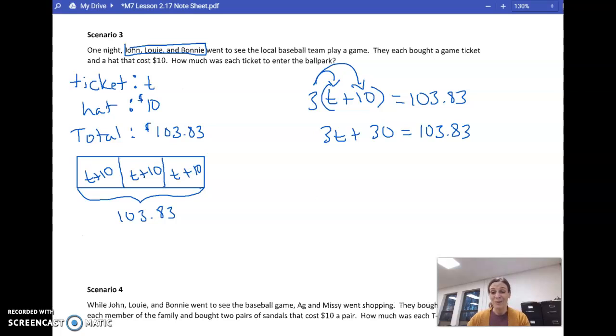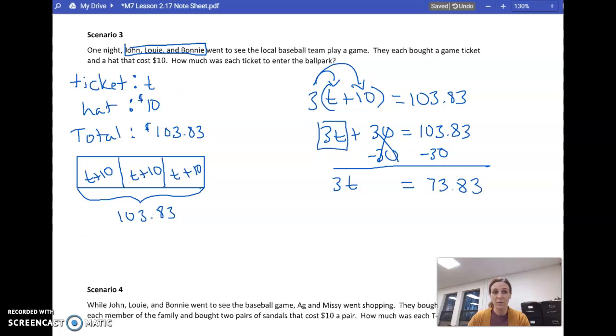Okay, what are we solving for? Our unknown, t. I don't know the price of that ticket. So what's being added onto it? 30. How do we get rid of 30? Well, we subtract 30. We bring down our 3 times t. That gives us 0. And when we subtract here, that gives us $73.83.